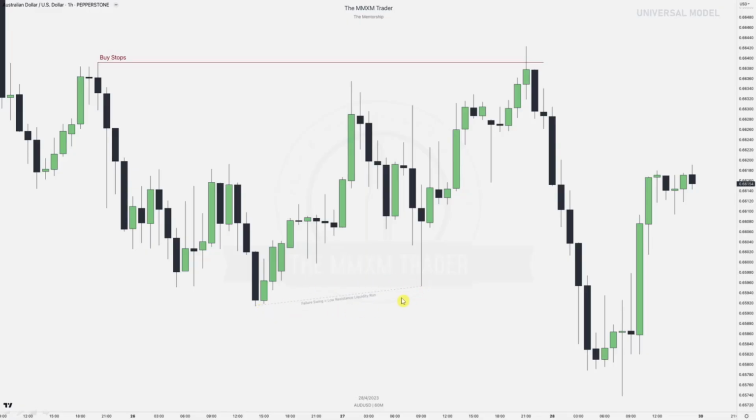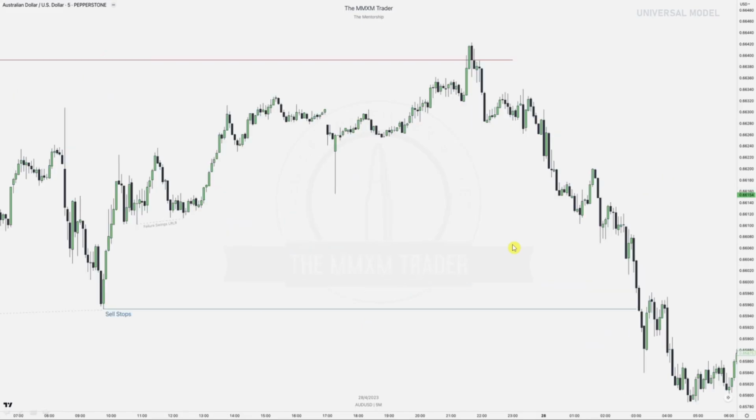So we have a draw on liquidity down here. What happened prior? External range liquidity, right? Buy stops have been purged up here, thus making us go into sell side of the curve after that happens. We've got some sell stops down here with those failure swings, right? So low resistance liquidity run. And now we dive into our lower time frame.